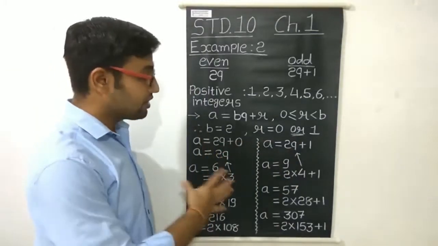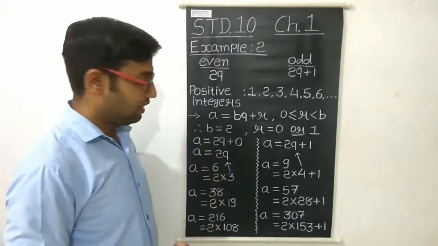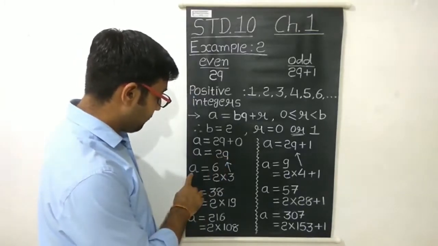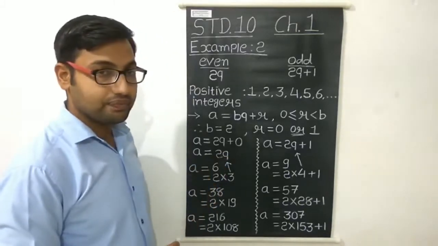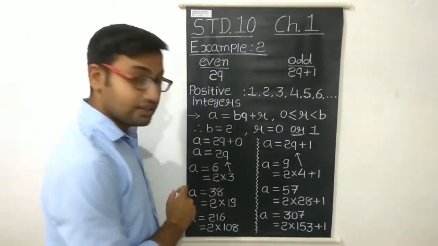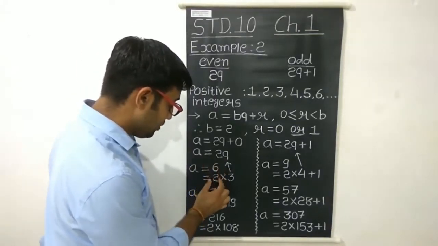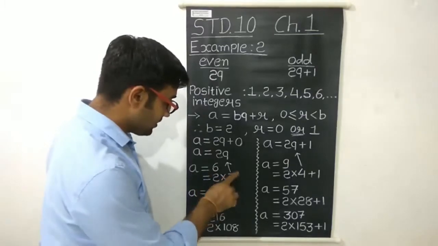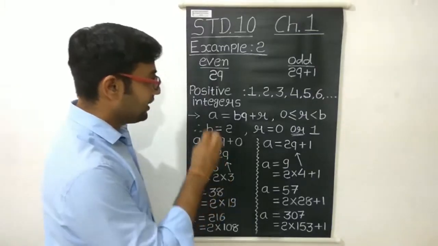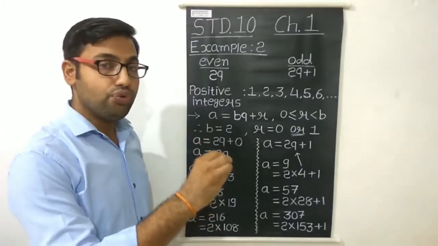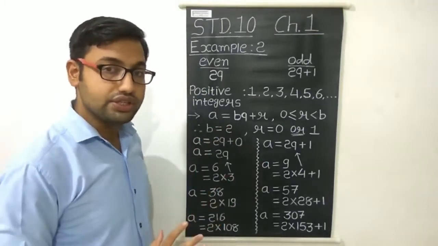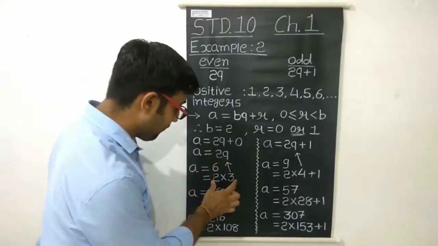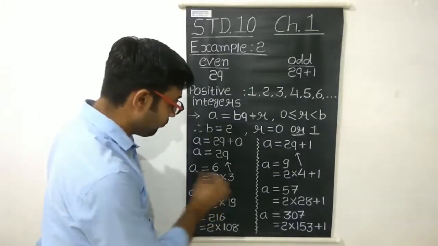Now let us understand how these formulas work. For a is equal to 2q, let us consider a positive integer a equal to 6. How can we represent 6? We can represent 6 as 2 into 3, right? 2 multiplied by 3 is equal to 6. So what is this 3? 3 is q, and in the question it is given that we can take q as any positive integer. So the value of q is 3 here, and this is 2. So this is a form of 2q.